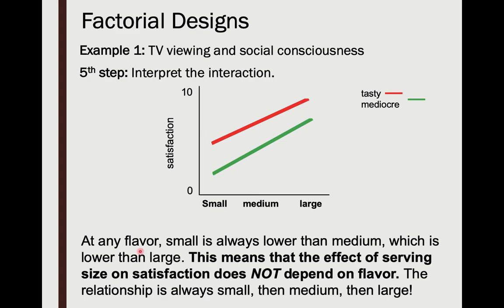Alternatively, at any flavor, small is always lower than medium, which is always lower than large. So there's never a time where small has a greater satisfaction than medium or large, or medium has a bigger satisfaction than large, or large has a smaller satisfaction than small or medium. It always is going upwards on both lines, tasty and mediocre. That means that the effect of serving size on satisfaction does not depend on flavor. The relationship is always small, then medium, then large. So these two variables, serving size and flavor, they don't depend on one another.